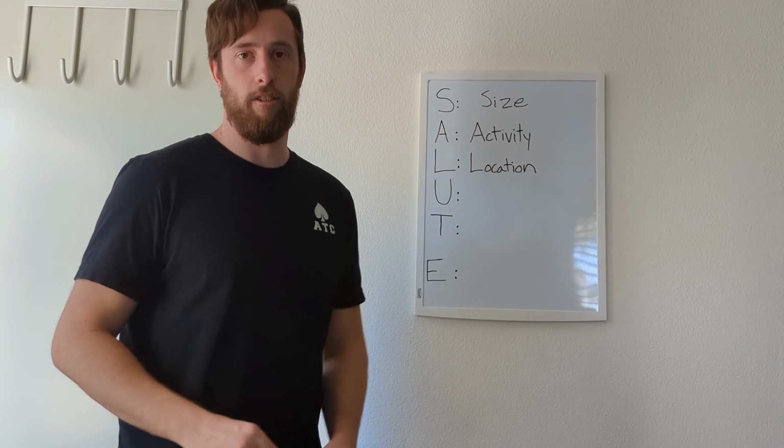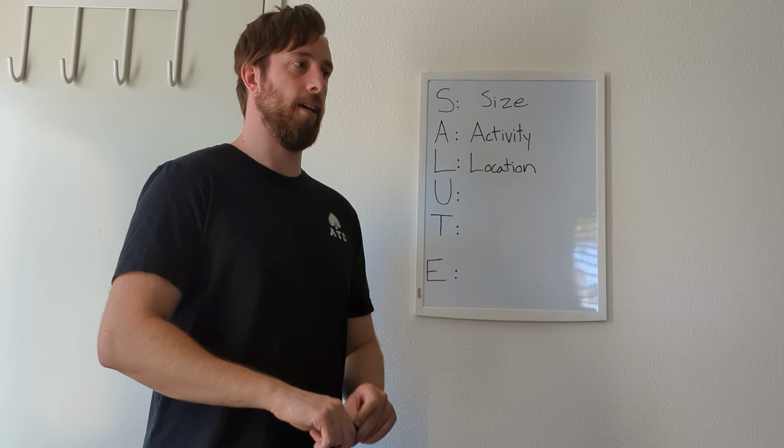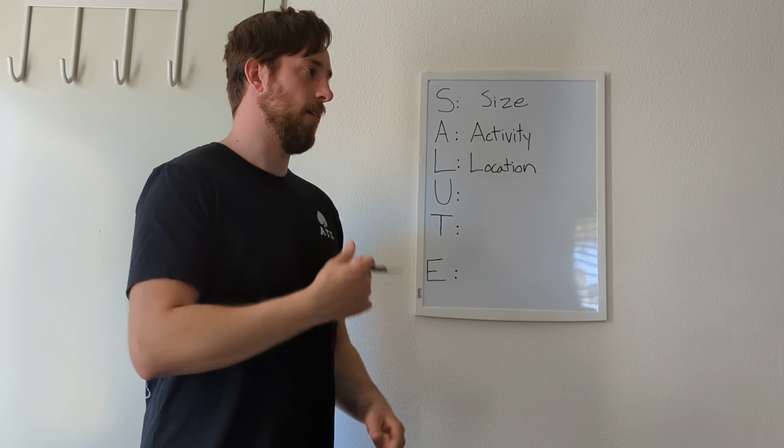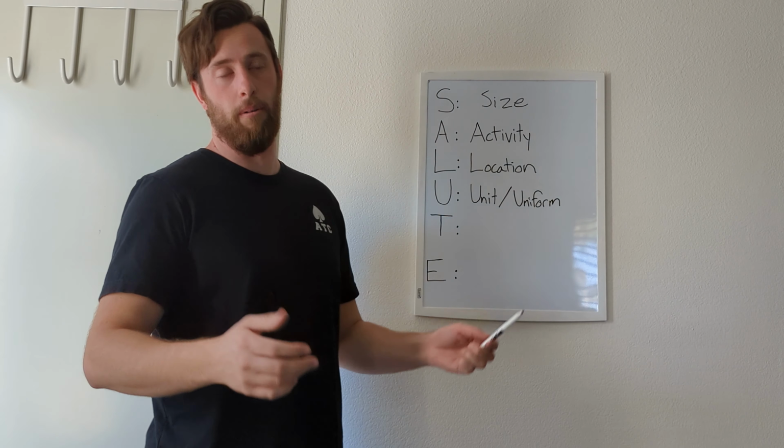So location is important. It doesn't have to be an 8-digit grid or something like that, but again, just giving a location so that your side basically knows where they are. All right, moving on to U, we have unit or uniform, or both.